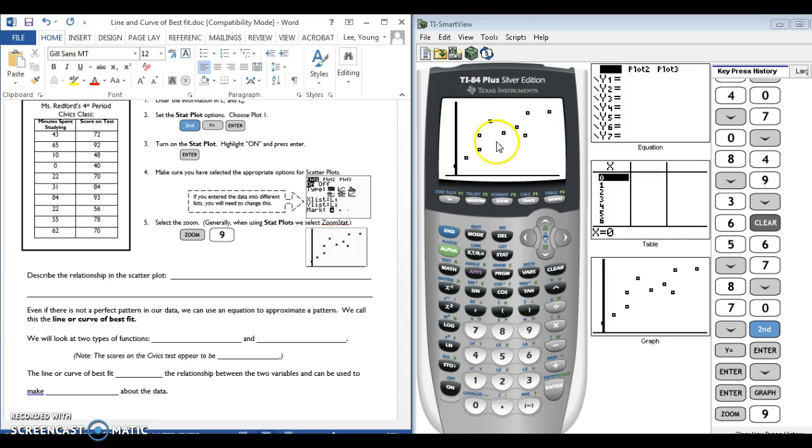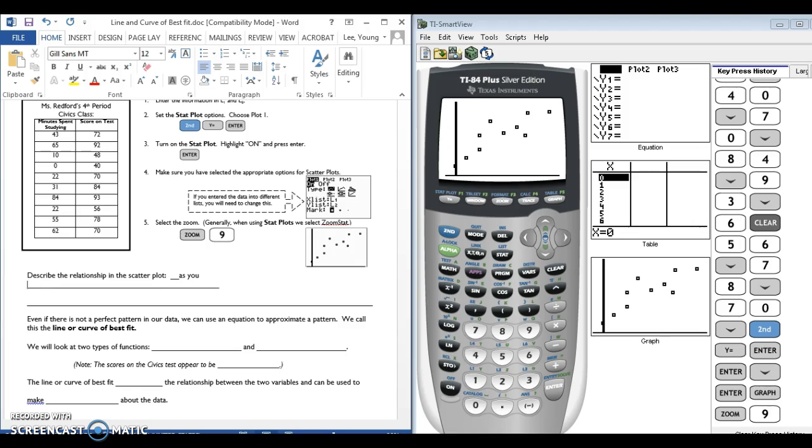This is the linear graph. So describe the relationship in the scatter plot. What's going to be the relationship? As you study more, the test score will increase. That's the relationship.